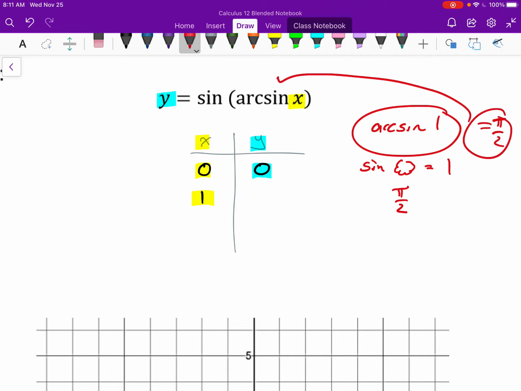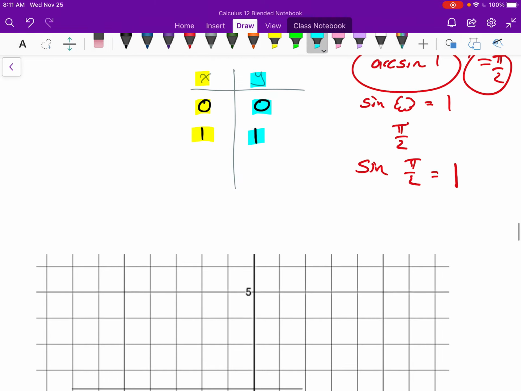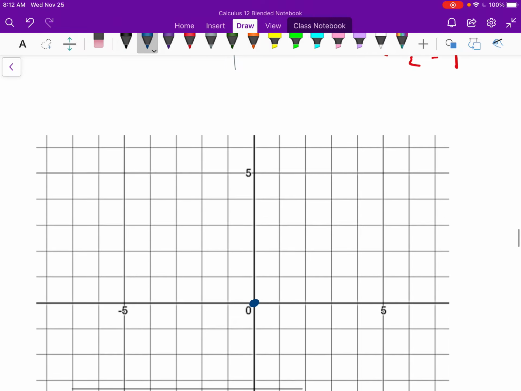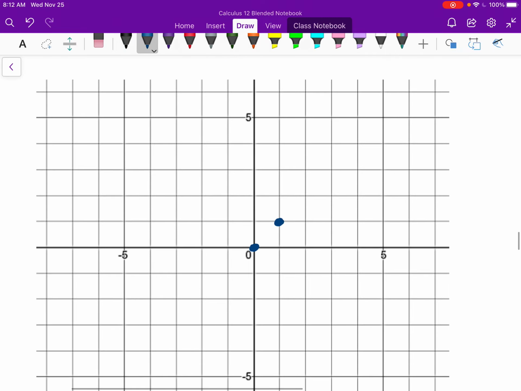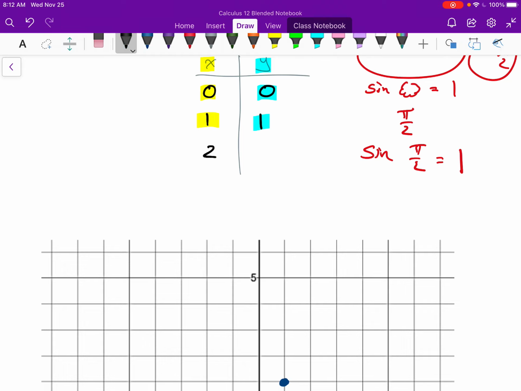And then I put that into sine. So I have to think about what's the sine of pi over 2. And the sine of pi over 2 is 1. So notice I put in a 0, I got out a 0. I put in a 1, I got out a 1. So let's not jump to a conclusion too quickly, but that's fairly pleasant. So you may assume if I put in a 2, I'm going to get out a 2.